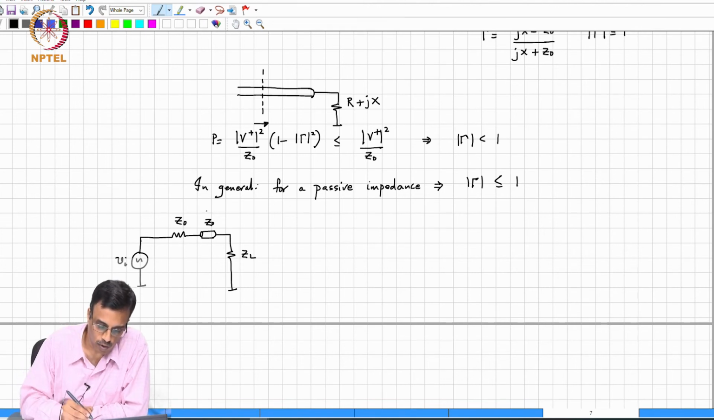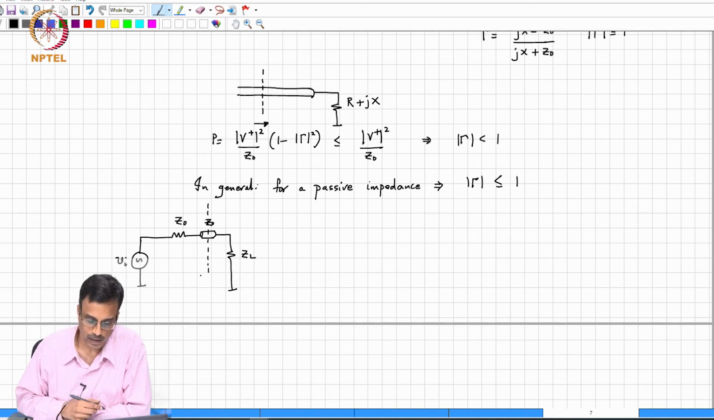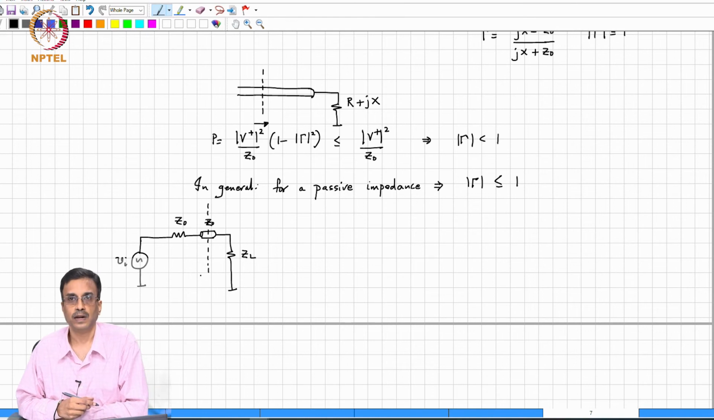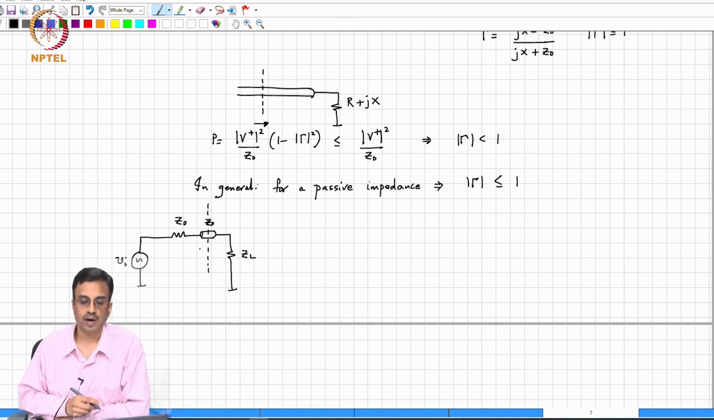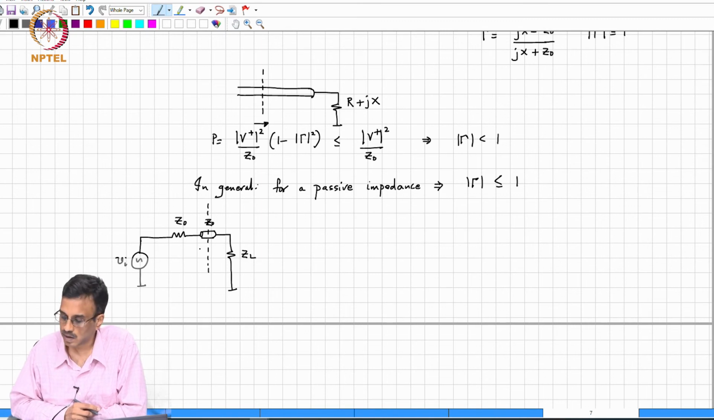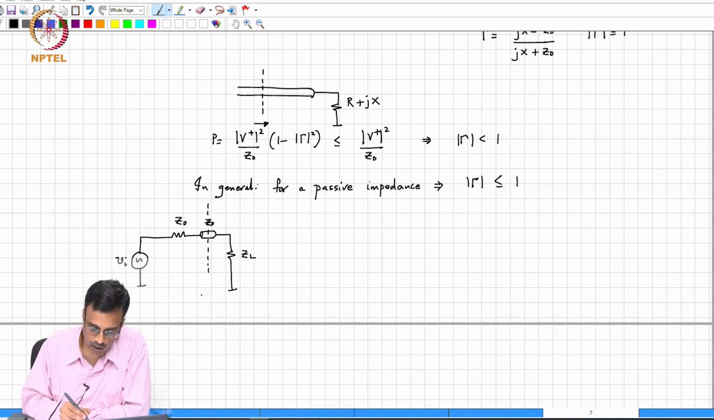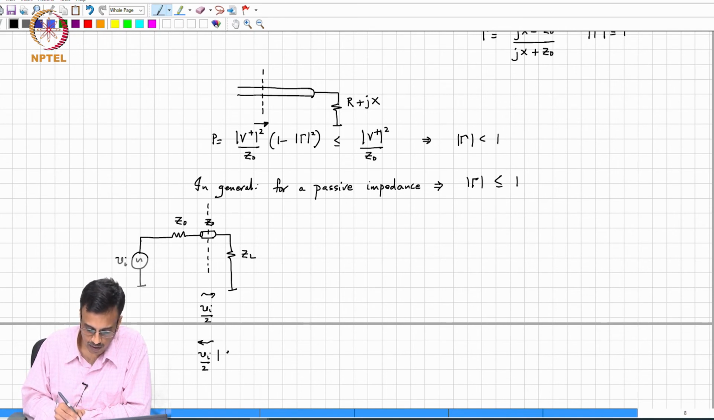So, what is the power dissipated to the right of the boundary, that dotted line? We know from our discussion earlier in this lecture that the forward going wave is nothing but Vi by 2, and the backward going wave is nothing but Vi by 2 times gamma, where gamma is nothing but ZL minus Z0 by ZL plus Z0.